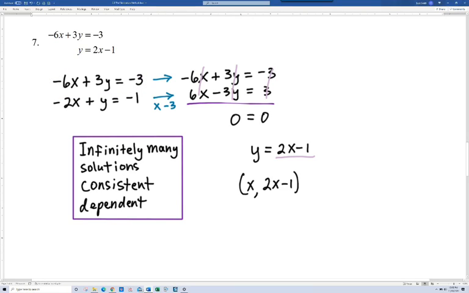So for example, if I let x be 0, 2 times 0 minus 1 would be negative 1, would be the corresponding y value. Or if I let x be 1, then the corresponding y value would be 2 times 1 minus 1, which is 1. And so those are just some of the many, infinitely many solutions. Our final answer, though, here is this point, x comma 2x minus 1.